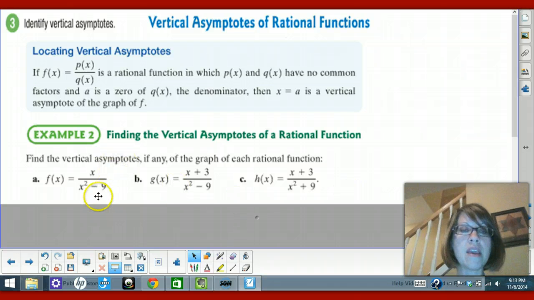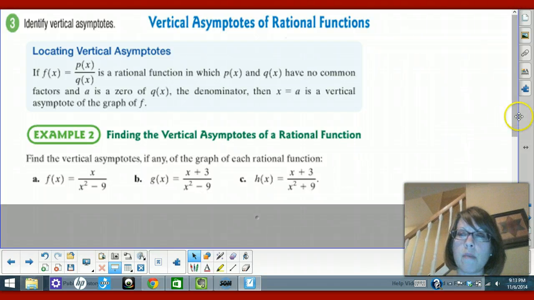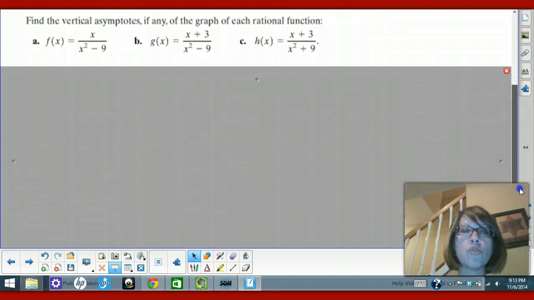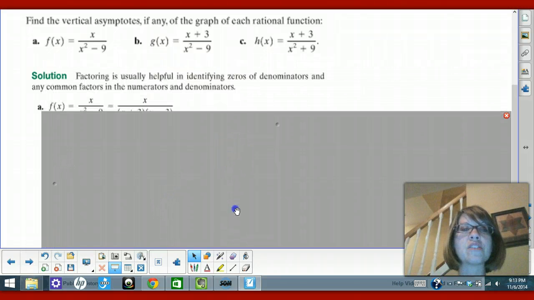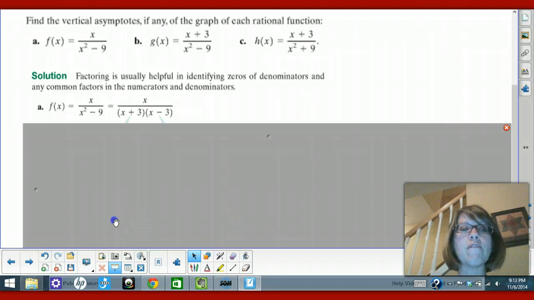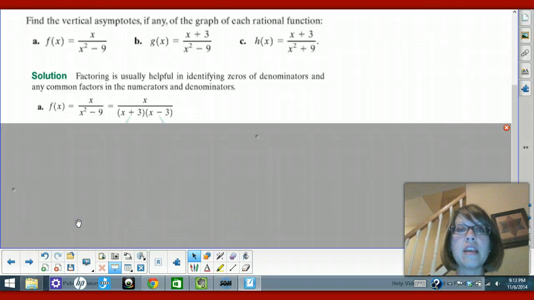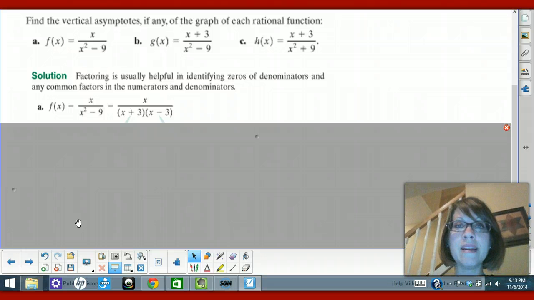So the a and the b have the exact same denominator. So they're going to have the exact same domain. That does not mean that they will have the exact same vertical asymptotes. Let me show you what I'm talking about. When we go into part A, f of x equals x over x squared minus 9. We can factor that. The factoring is what will allow us to find those zero denominators. That will tell us what the domain is. That will also tell us what the vertical asymptotes are.